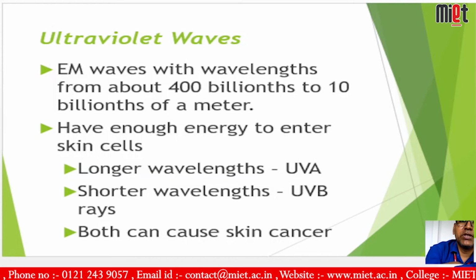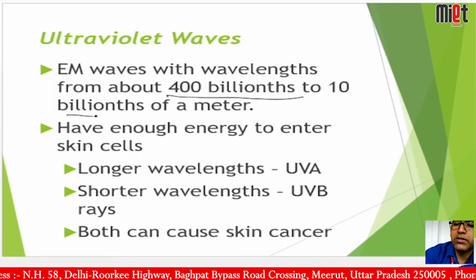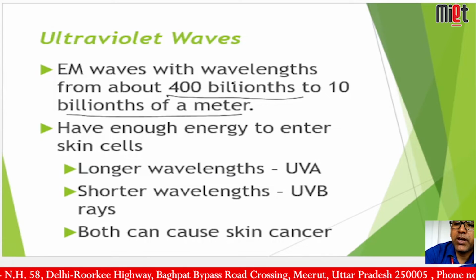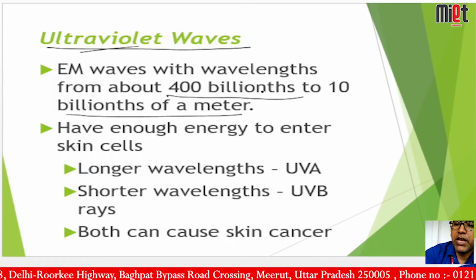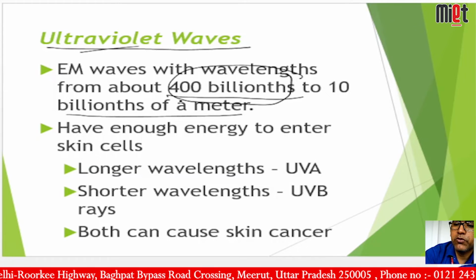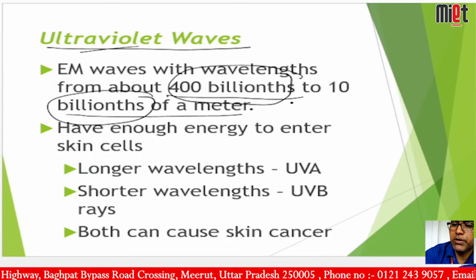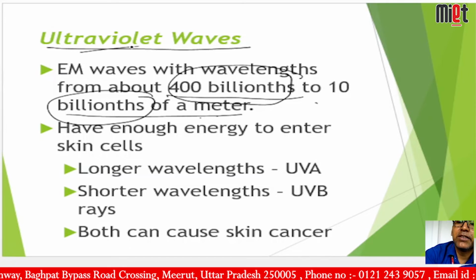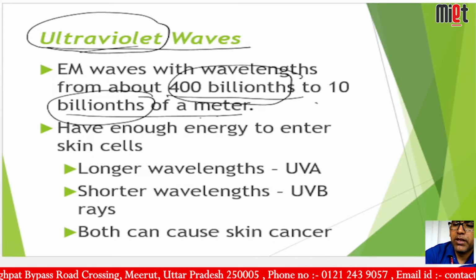Electromagnetic waves with wavelengths from about 400 billionths to 10 billionths of a meter will come under ultraviolet waves. Ultraviolet waves will have wavelength in this range, 400 billionths of a meter to 10 billionths of a meter. If the wavelength of an electromagnetic wave is in this region, then that particular wave will be called an ultraviolet wave.